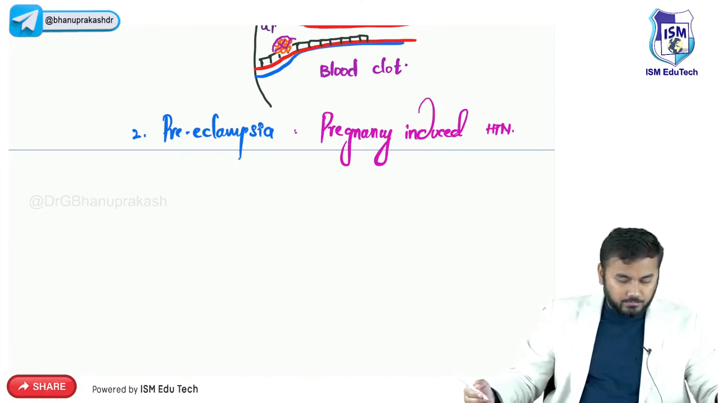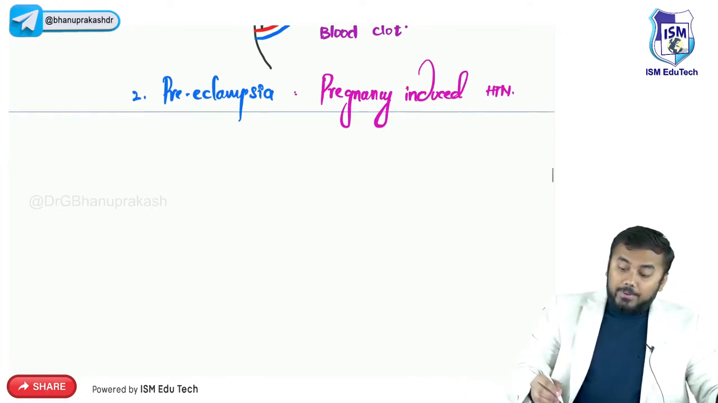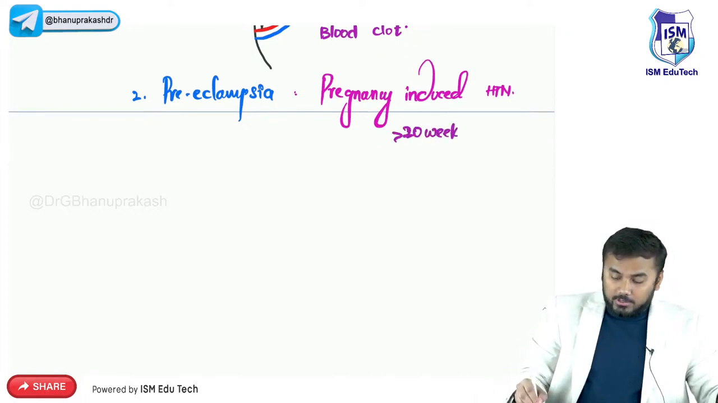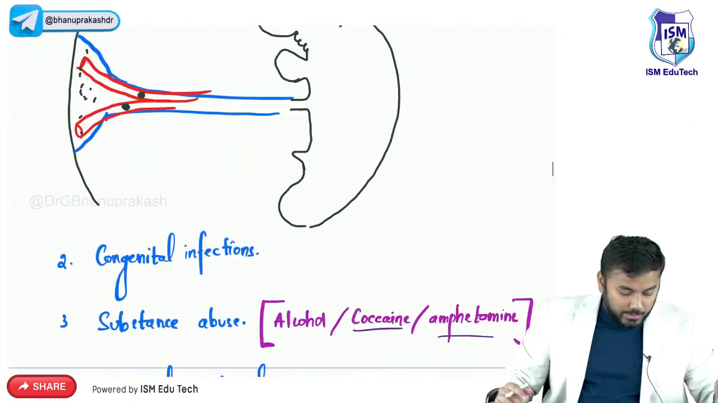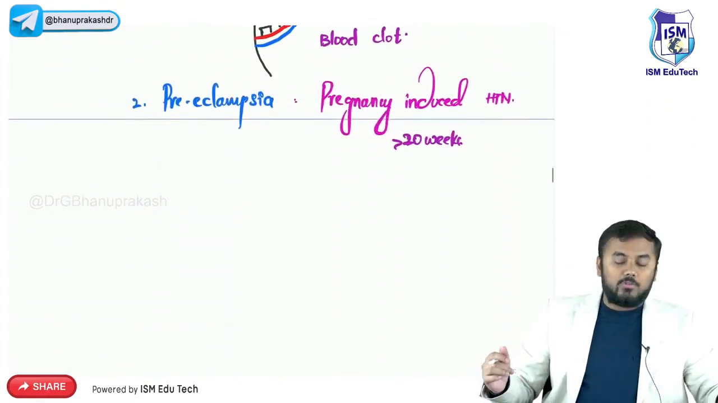Any idea? Which week of gestation does this preeclampsia happen, guys? Actually, preeclampsia starts after 20 weeks of gestation. Okay, so preeclampsia starts after 20 weeks of gestation.